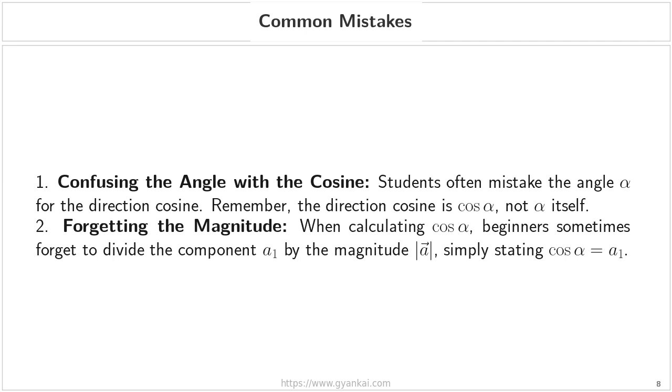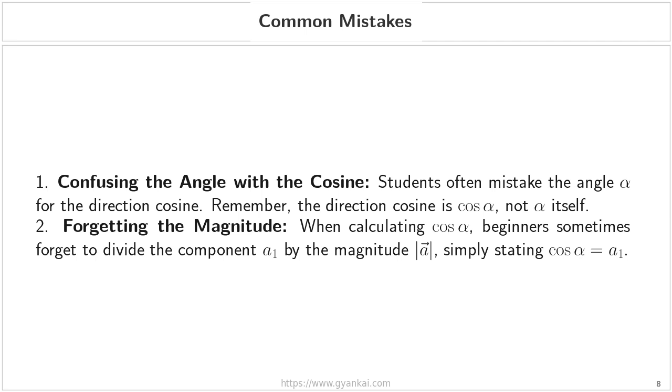Second, don't forget to include the magnitude. When we were calculating the direction cosines in our laser beam example, we had to divide each component by the total magnitude of the vector. A frequent error for beginners is to simply state that cosine alpha equals a1, forgetting to divide by the magnitude of the vector. Always ensure that you are dividing the component by the total length of the vector to get the correct ratio.